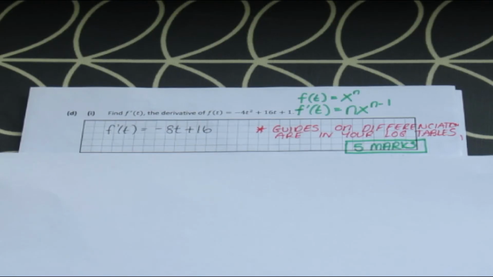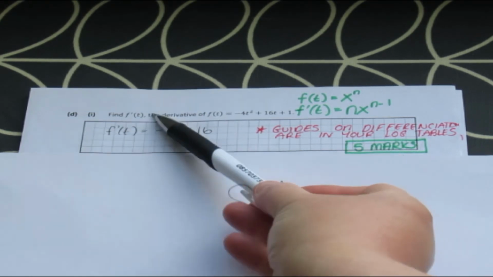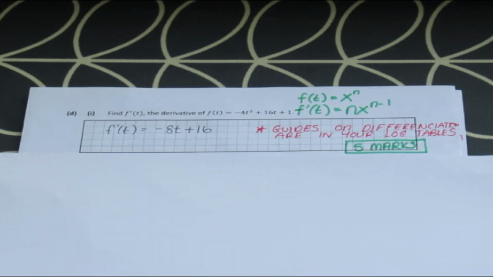We are now on part D, part 1, and this is a differentiation question. So you can see the word derivative there, or you can see the f dash of t symbol. So that tells us that we have to do some differentiation. When you're asked to do differentiation, have a quick look and observe what kind of function you have. Do you need to use any of the rules, the product rule, the quotient rule, etc.?